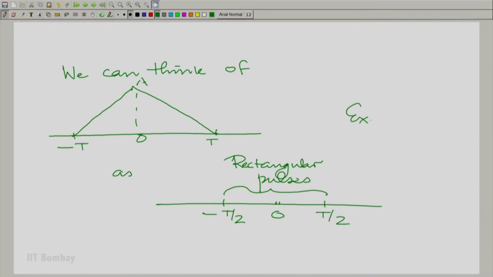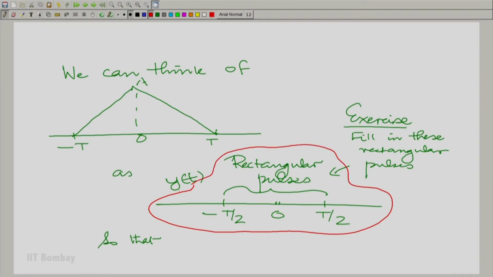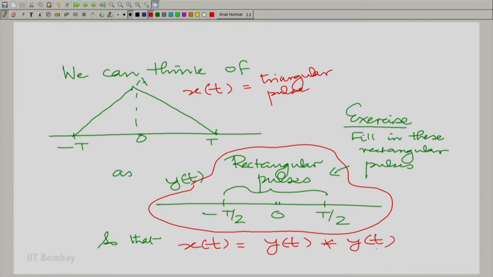The exercise I am going to give you is fill in those rectangular pulses, so that if we call this whole thing as, let us say, yt. So, yt is this pair of rectangular or this set of rectangular pulses which I have asked you to fill in. So that the triangular pulse xt is equal to yt convolved with yt. This is the exercise for you to do.